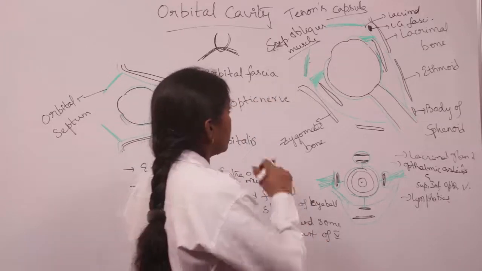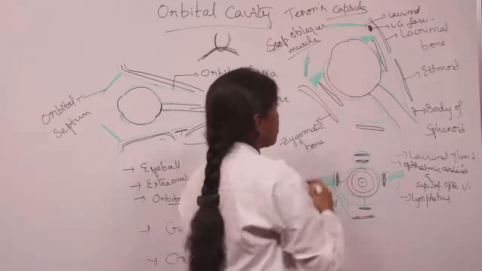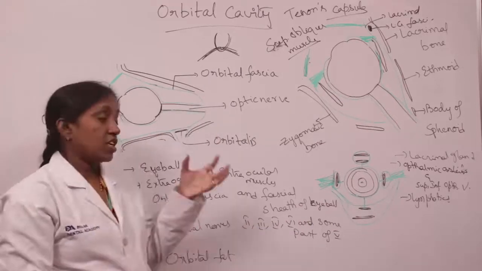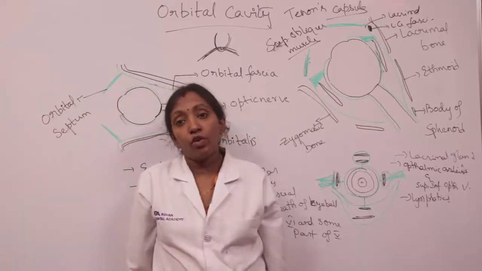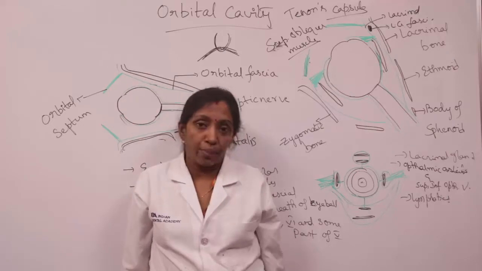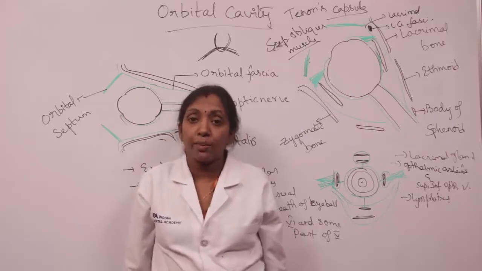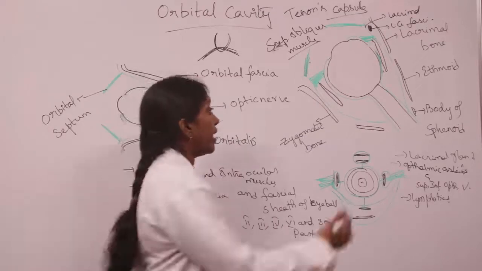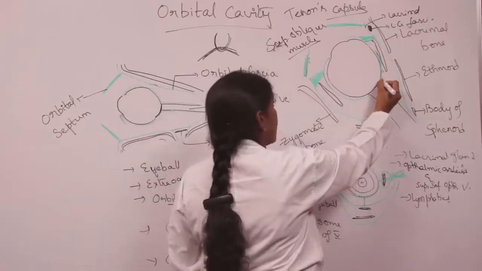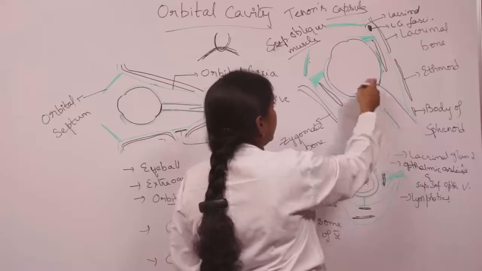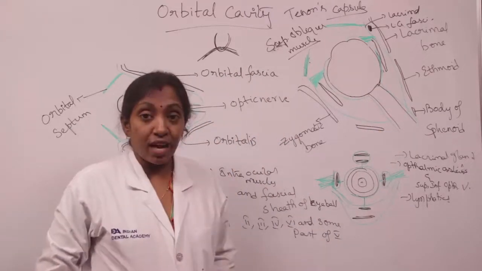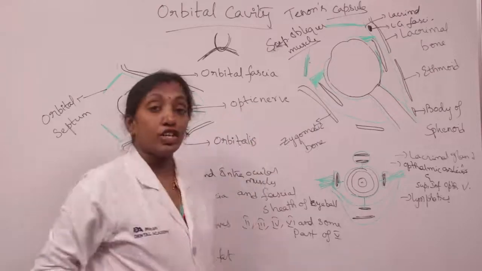Now, coming to the structures piercing Tenon's capsule, the facial sheath of the eyeball. What are the structures piercing it? They are the tendons of the extraocular muscles of the eyeball, as well as the ciliary nerves and vessels. They enter the eyeball near the optic nerve, and they also pierce the facial sheath of the eyeball.